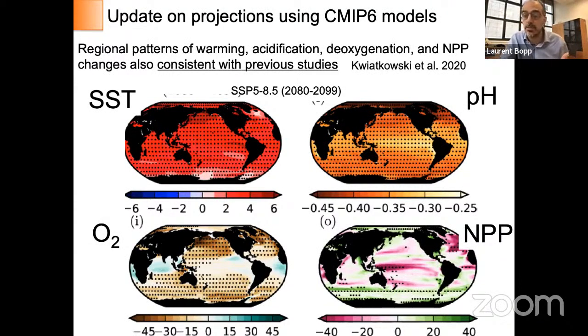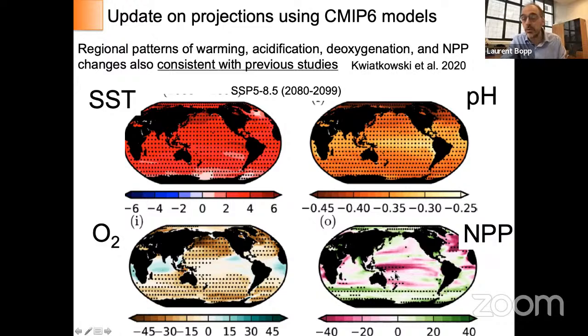And what you see here is something very clear for warming and surface pH. The models do agree. It's kind of easy, of course. It's warming almost everywhere. It acidifies everywhere, and the models do agree both on the magnitude and on the sign of change. For oxygen and NPP, you see that it's much less robust, especially for oxygen in the tropical oceans. The models don't agree, no stippling. They don't agree even on the sign of change. So we have lots of uncertainties in the projections of oxygen concentrations in the subsurface tropical ocean.